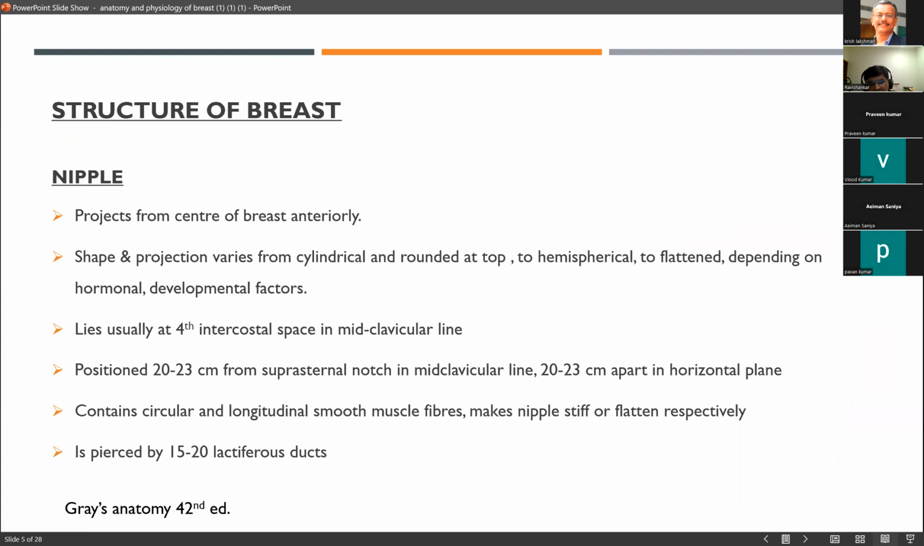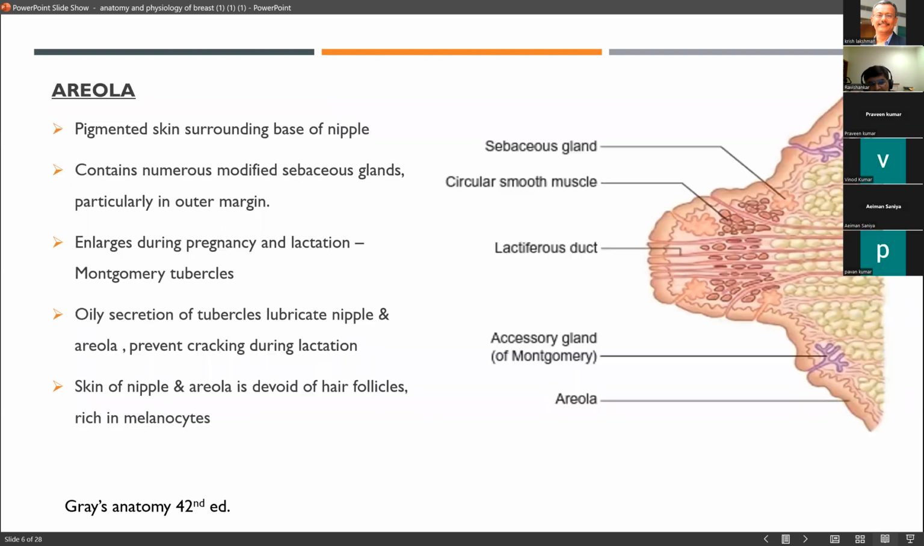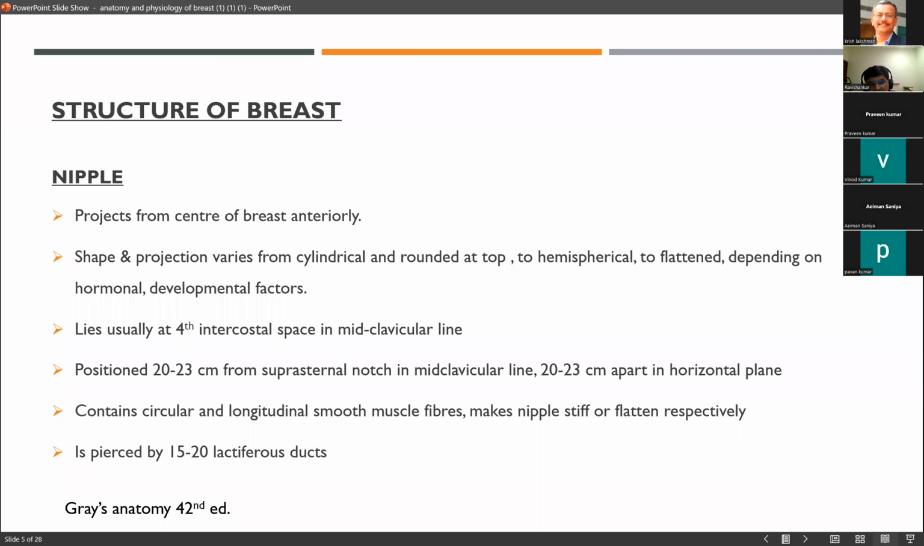Coming to structure of breast, let's see the nipple, which projects from the center of breast anteriorly. Its shape and projection varies from cylindrical and rounded at top to hemispherical to flattened depending on the hormonal and developmental factors. Nipple usually lies at the fourth intercostal space in the midclavicular line. It is positioned 20 to 23 centimeters from suprasternal notch in midclavicular line and 20 to 23 centimeters apart in horizontal plane. It contains circular and longitudinal smooth muscle fibers, and these fibers make the nipple stiff or flattened respectively. And nipple is pierced by about 15 to 20 lactiferous ducts.